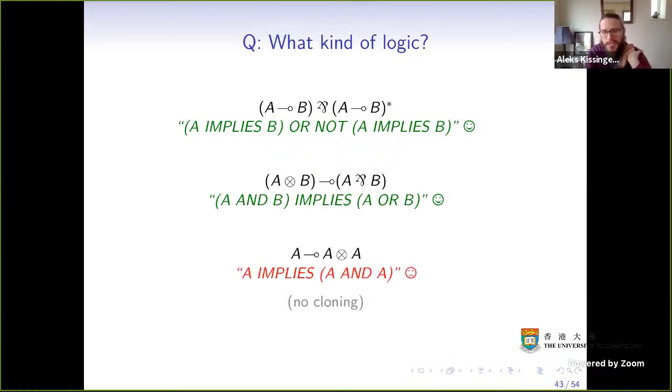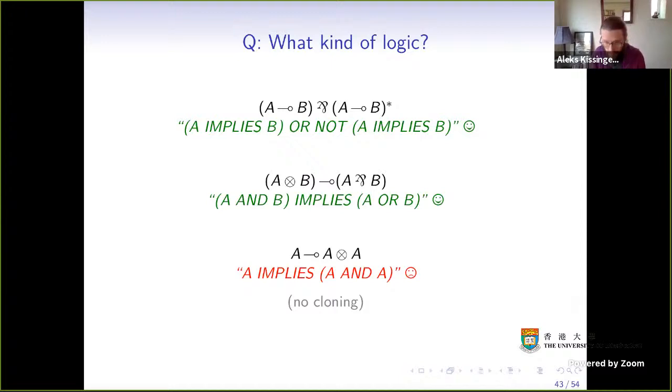But here's something which is a tautology in classical logic: A implies A and A. But in this internal logic, this is actually something which isn't true. The reason this is not true is basically because of no cloning. If I have a state on a Hilbert space A, I can't use it twice. So that's the statement that this is not a tautology: I can't plug A into two places that want an A.